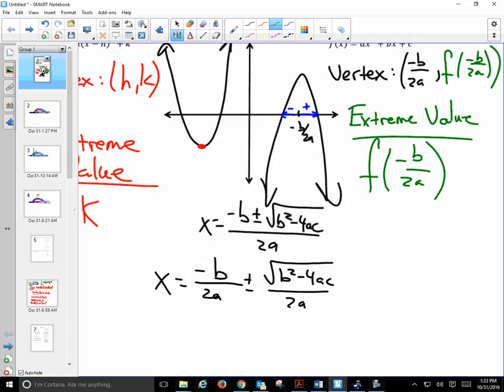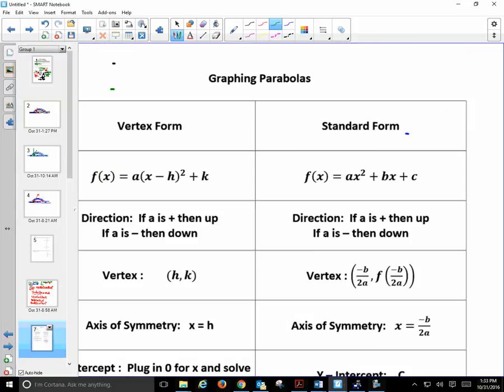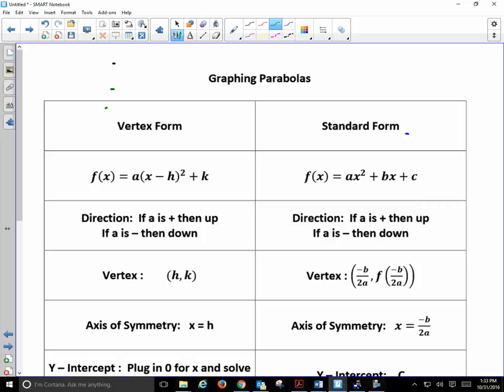Flip it over 2 pages, and you can see you have this sheet right here. This is a nice summary of the properties of parabolas. You can see that today we're focusing on standard form, ax squared plus bx plus c. If a is positive, it goes up. If a is negative, it goes down.